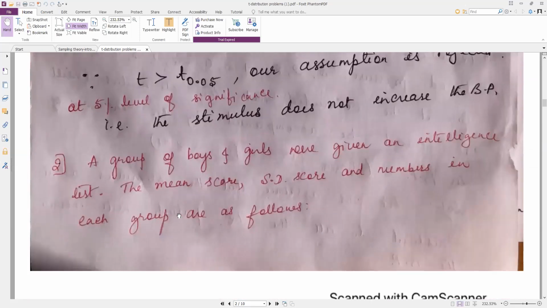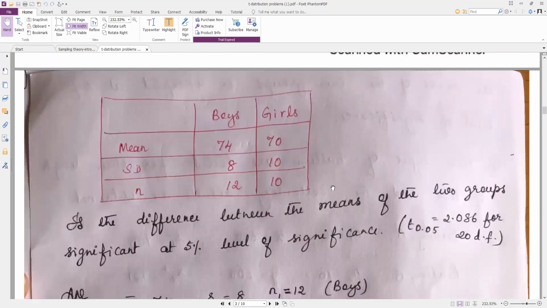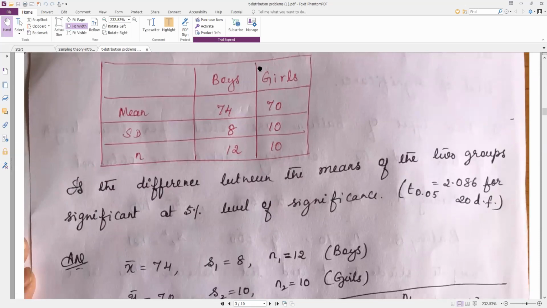You know, second question. A group of boys and girls were given an intelligence test. The mean score, standard deviation score, and numbers in each group are as follows. So they have given this. Is the difference between the means of the two groups significant at 5% level of significance? So everything is given here.